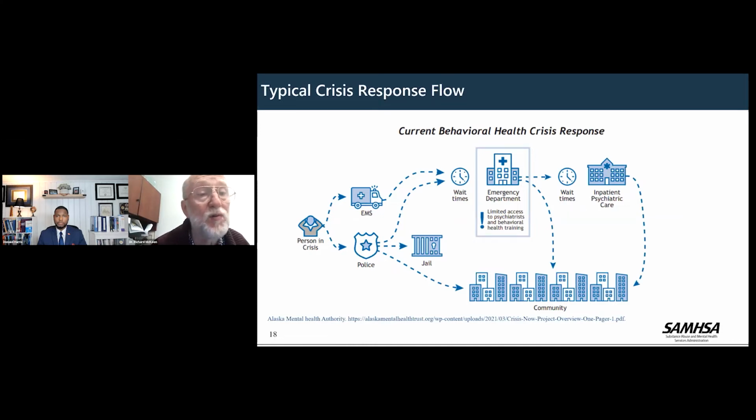So this shows you the typical crisis response flow that we often see, in particular when someone calls 911. The 911 PSAP makes the connection to either emergency medical services or to the police as needed. But then this also at times can lead to incarceration and to being brought to the emergency department, where unfortunately long waits are all too common, typically waiting for a hospital bed for inpatient psychiatric care.